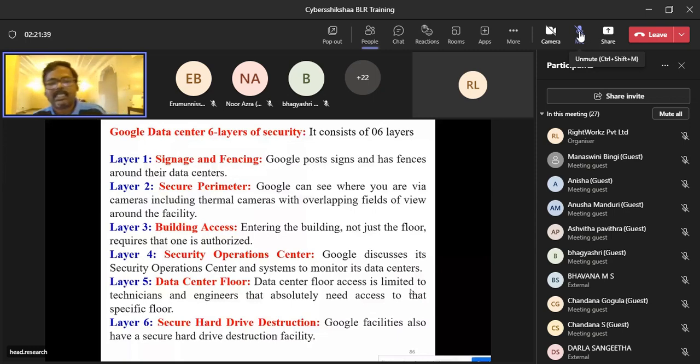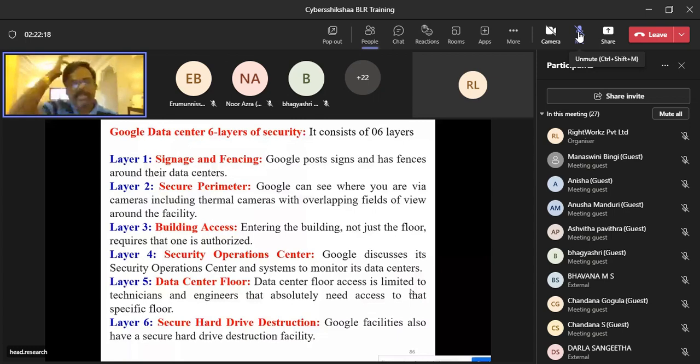Building access is nothing but entering the building, not just the floor. It requires that one is authorized, maybe swipe, maybe an RFID card, maybe other biometric security access. That is called building access. The Security Operations Center: Google discusses its Security Operations Center and systems to monitor its data center. Then the fifth one is layer 5, the data center floor. Data center floor access is limited to technicians and engineers that absolutely need access to that specific floor.